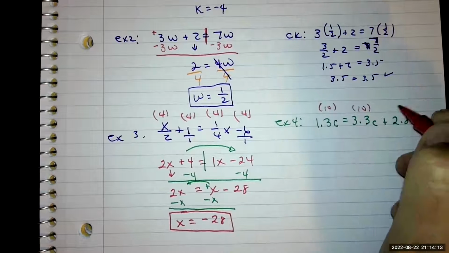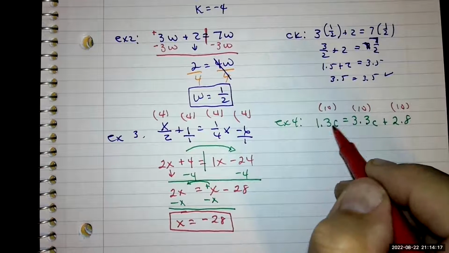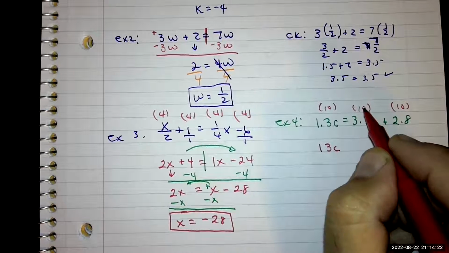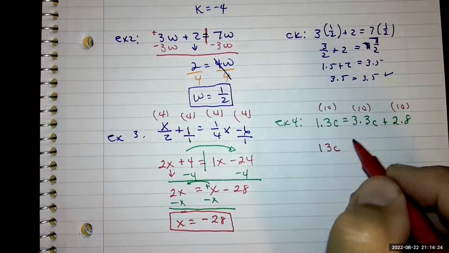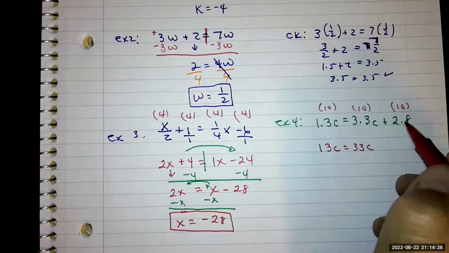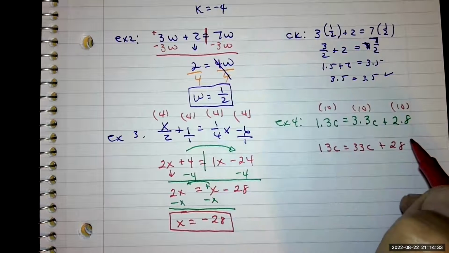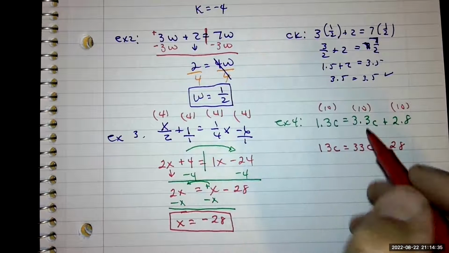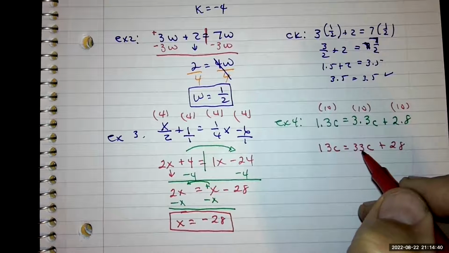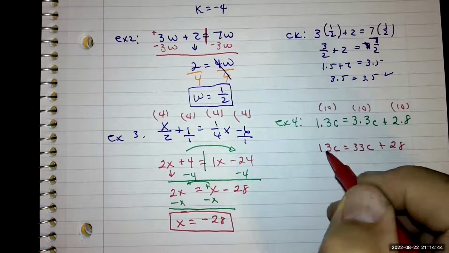If I do this, it'll move the decimal place. So if you take 1.3 times 10, it's going to be 13c. If you multiply 10 by 3.3, it's going to give you 33. You multiply 10 by 2.8, it's going to give you 28. And see, now you don't have any more decimals. And it's the same principle here. See, now look, I got a simple number here, and I got a number with a coefficient here, and a number with a coefficient here. So I want to put the c's together.